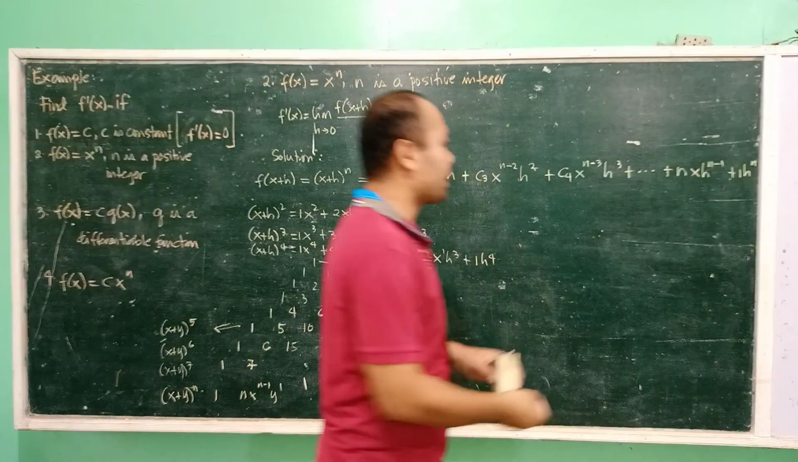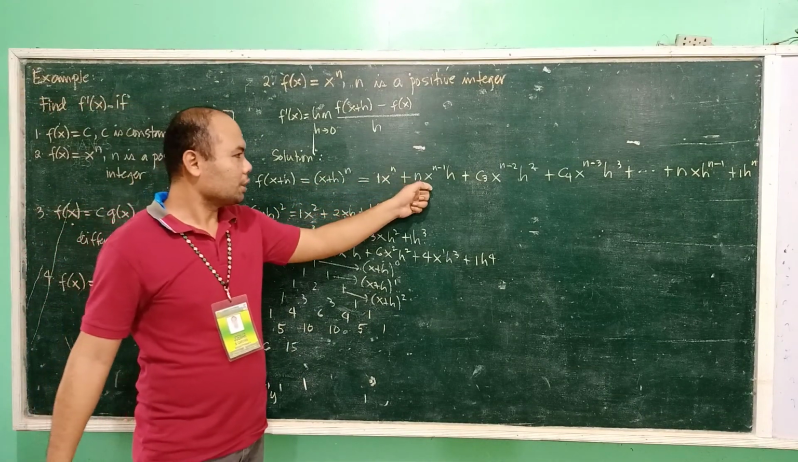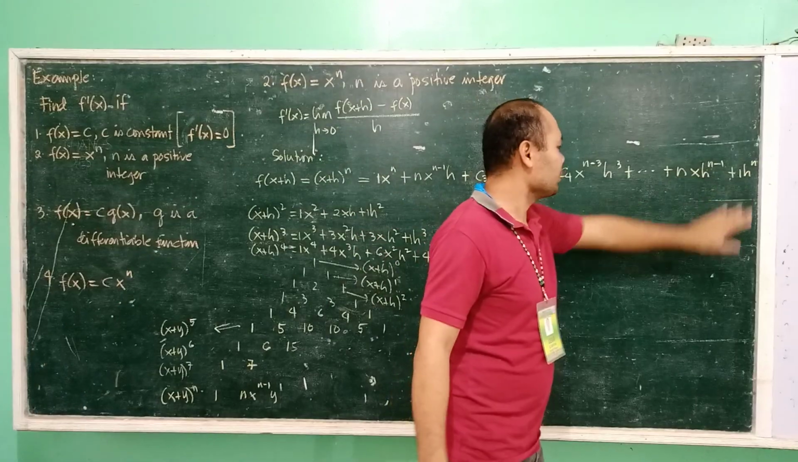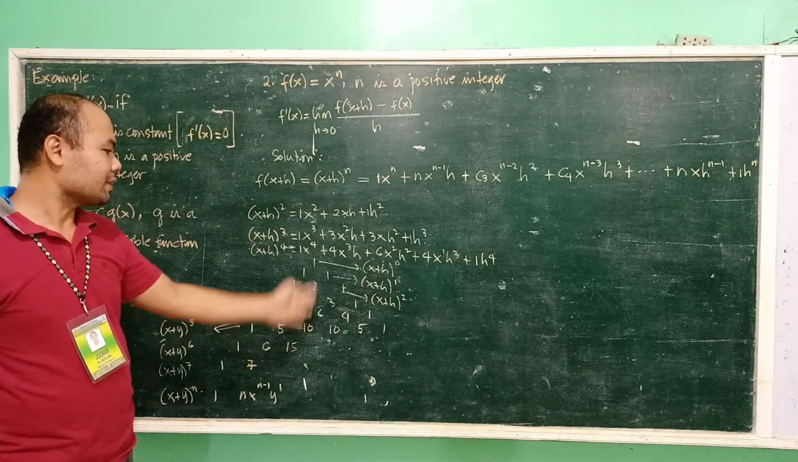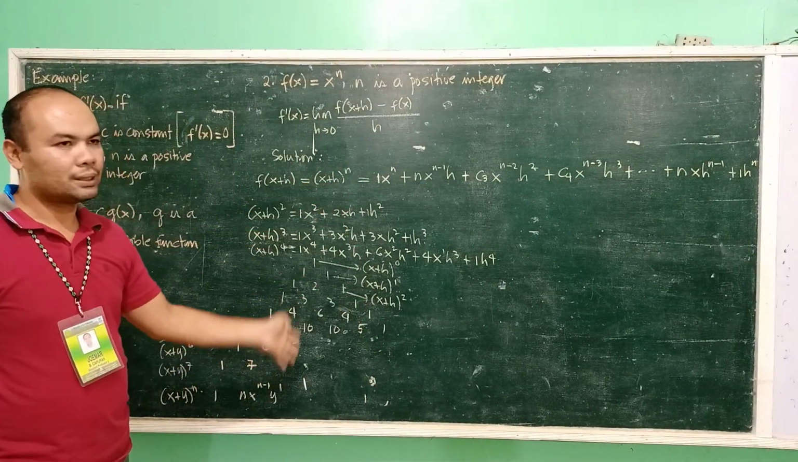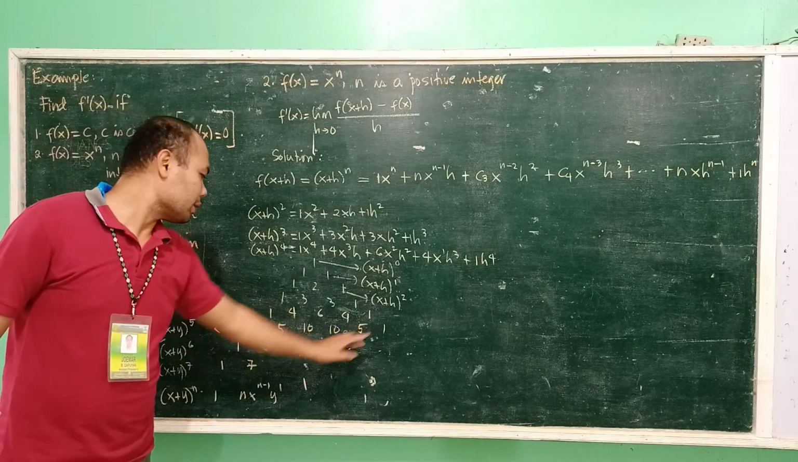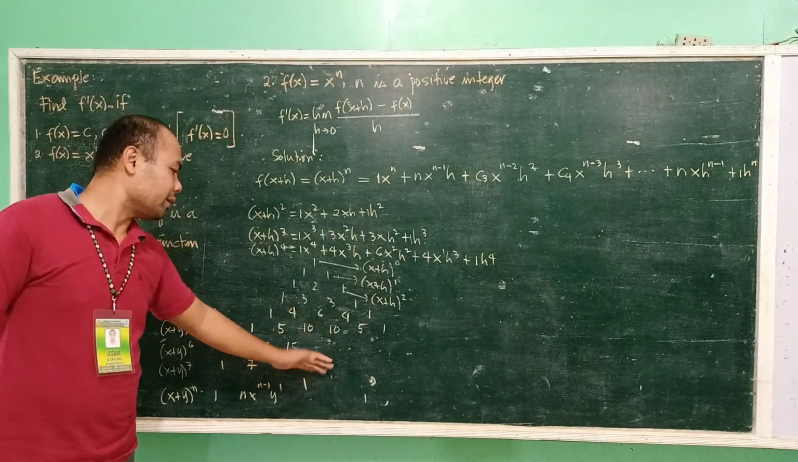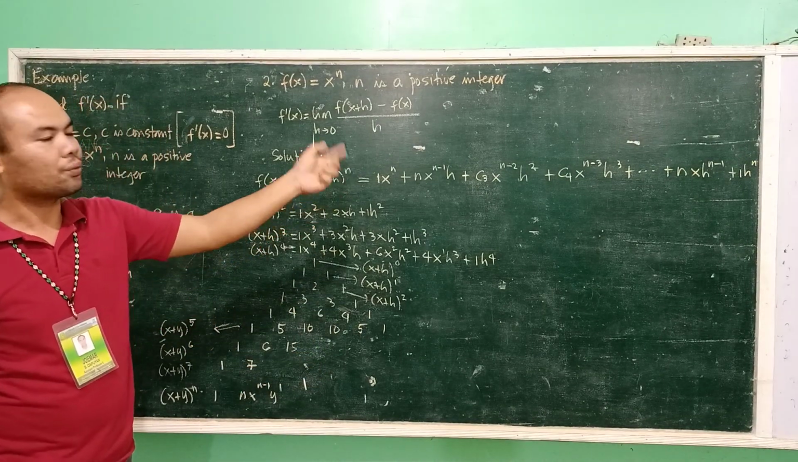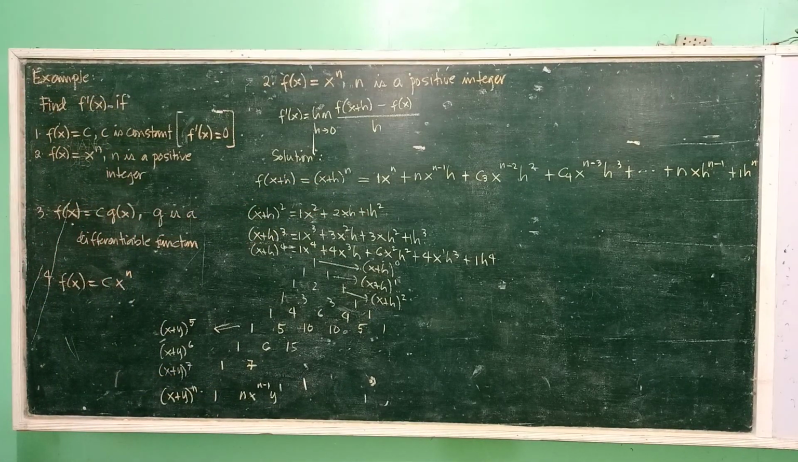Okay. So again, I am just so particular with the first 2 terms and the last 2 terms. Why is that so? Because based on the Pascal's triangle, it's symmetric. 1, 4, 6, 4, 1. 1, 5, 10, 10, 5, 1. So I just write those other terms in between as c sub 3, c sub 4, and so on. Okay? So that is how we expand f of x plus h to the n.